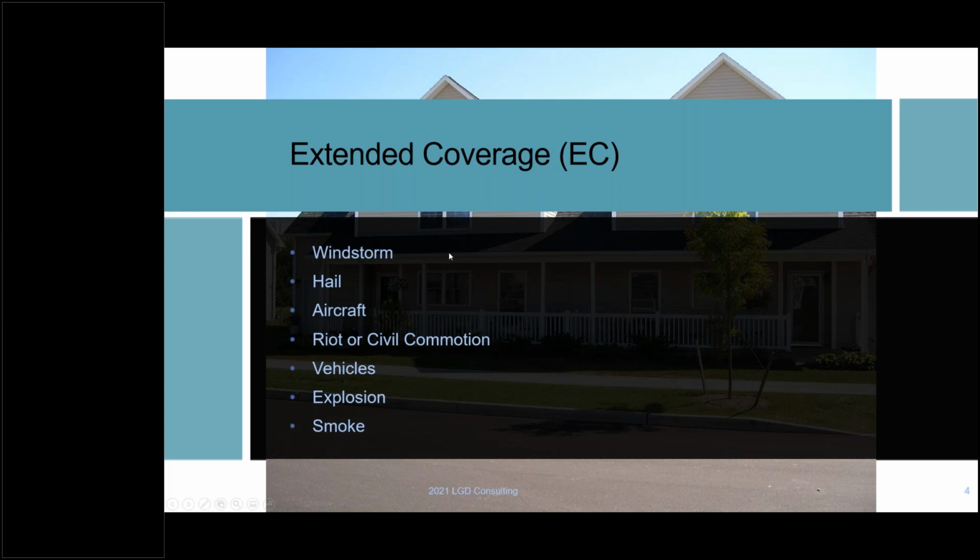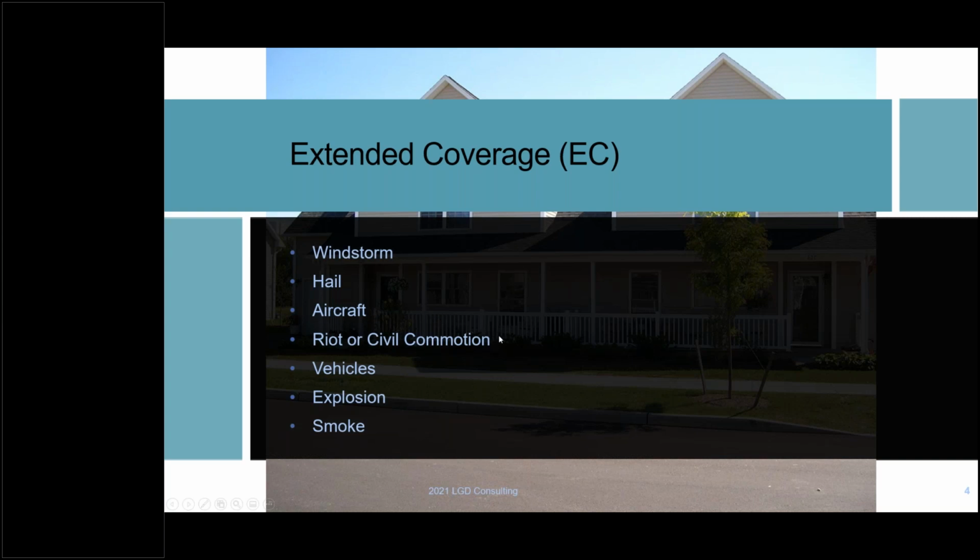They're pretty self-explanatory. Windstorm covers windstorm. Hail covers loss due to hail. Aircraft covers, not that you own an aircraft, but an aircraft crashes into your house. That's what we're talking about.